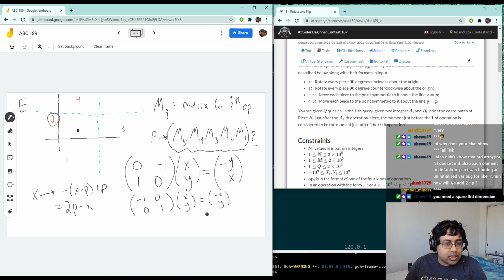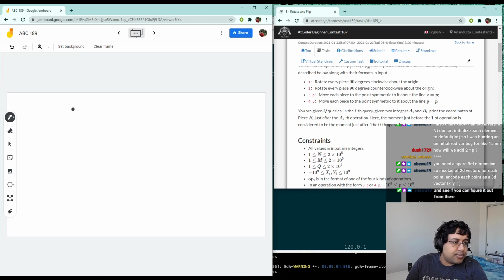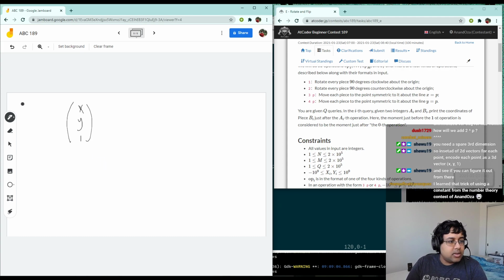There's a common trick, I haven't really used this for geometry before, but it's a common trick for when you're solving recurrences using a matrix and you want to have some term that's adding a constant. So the trick is, instead of x, y, you make your vector x, y, 1. And then the 1 just always stays as a 1.